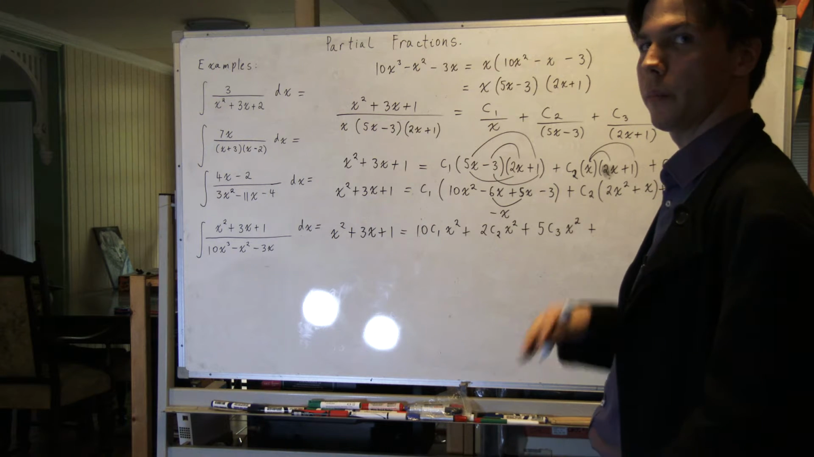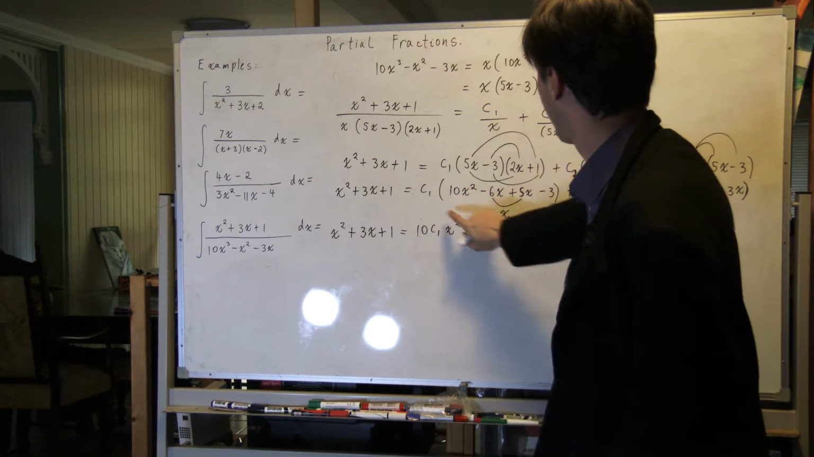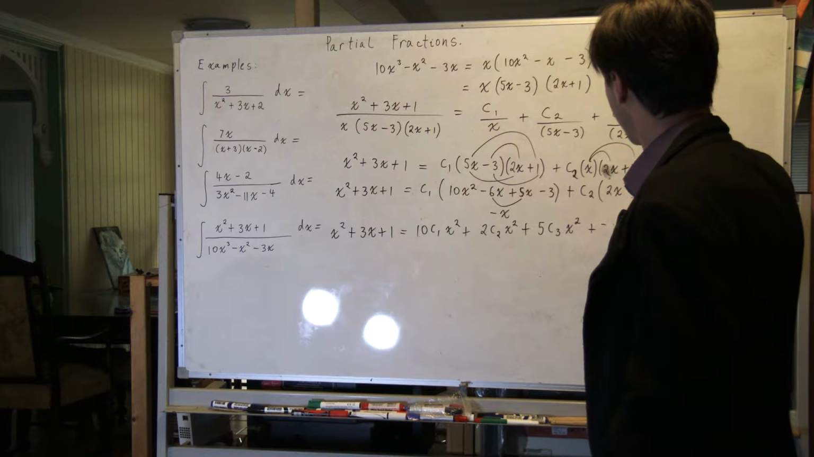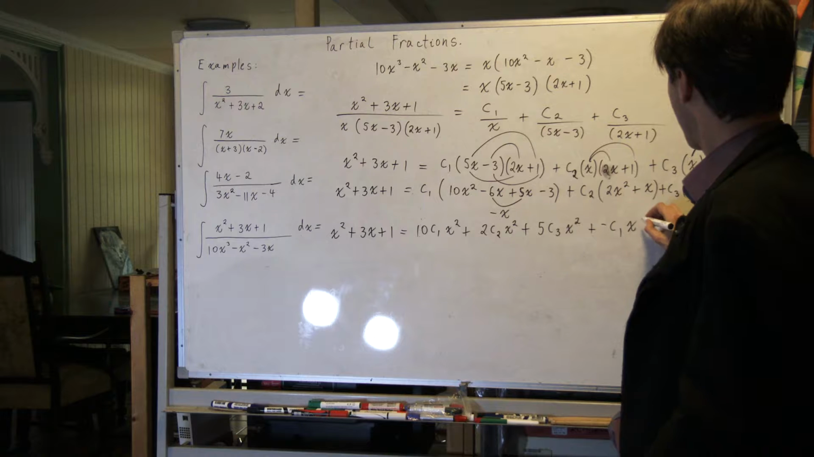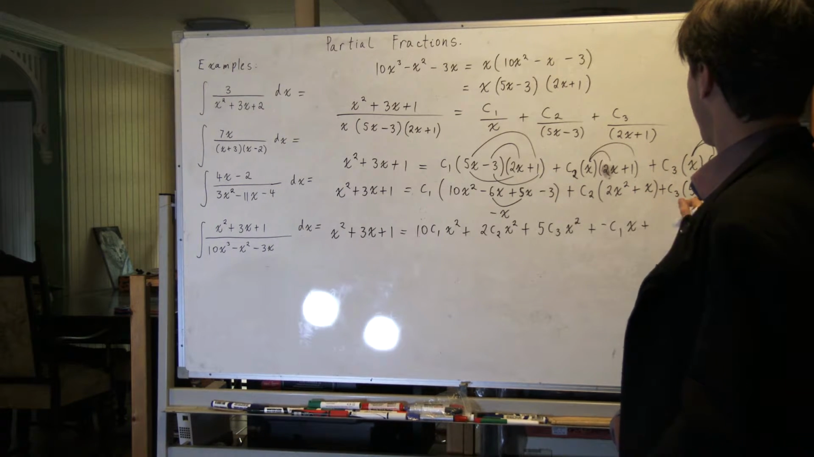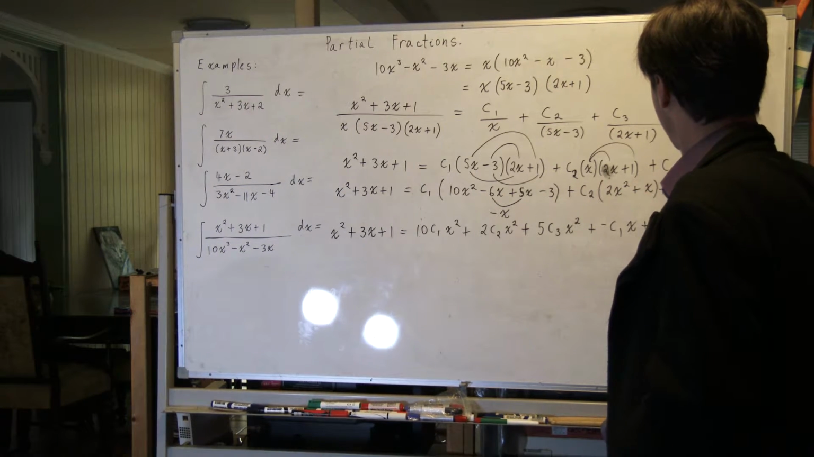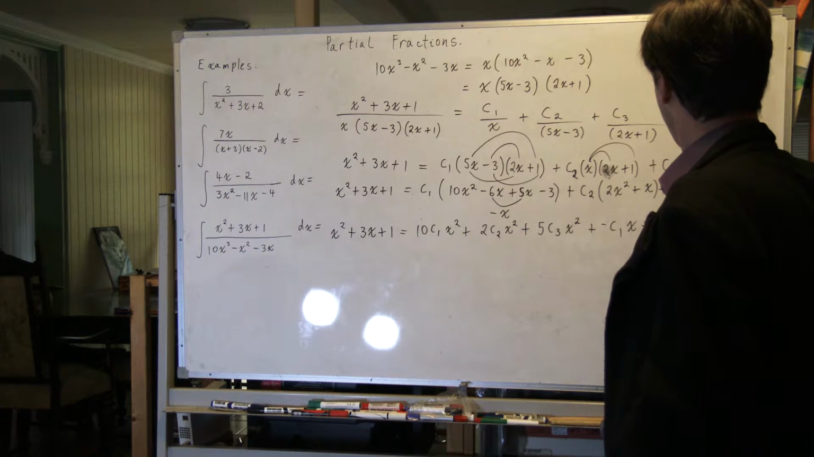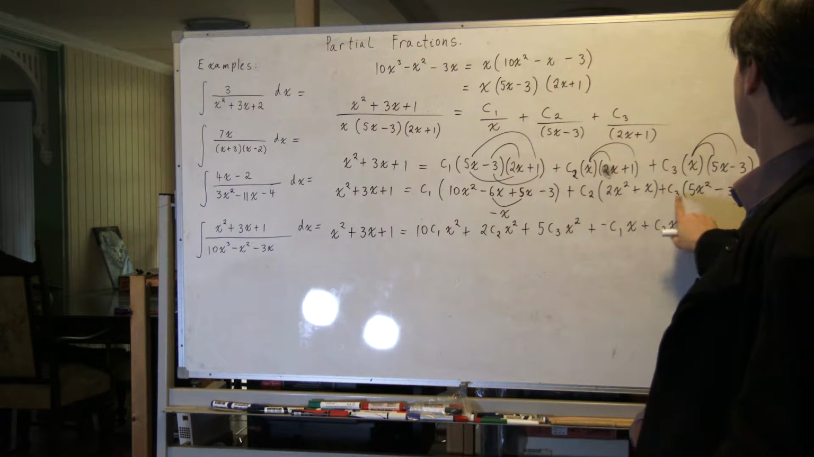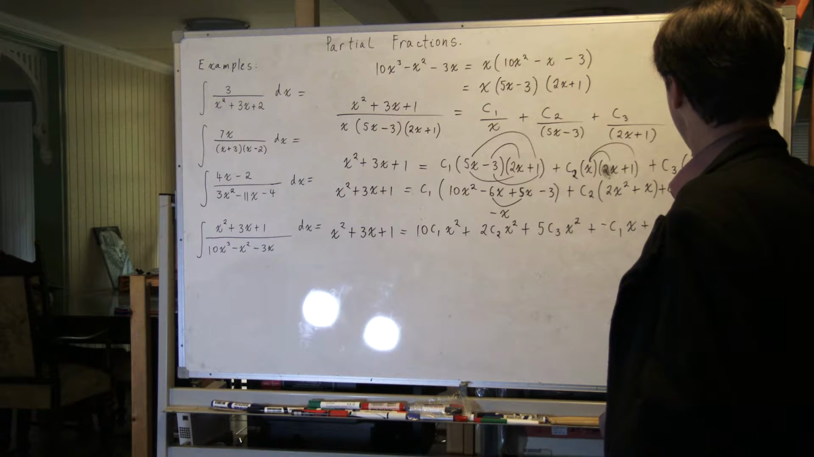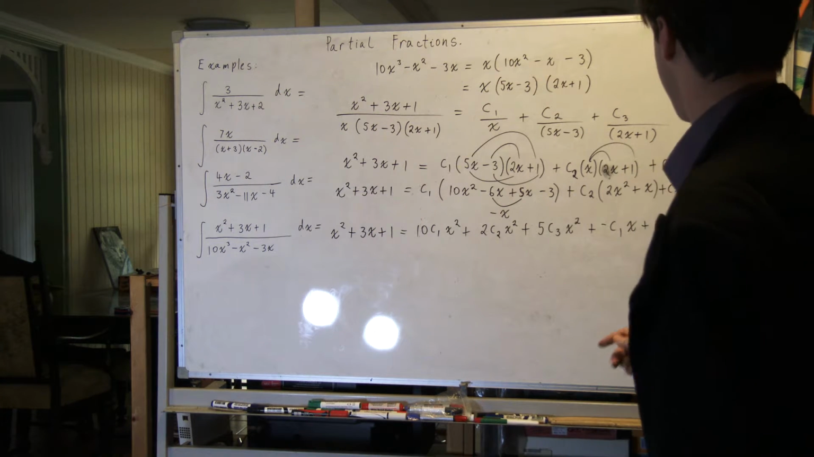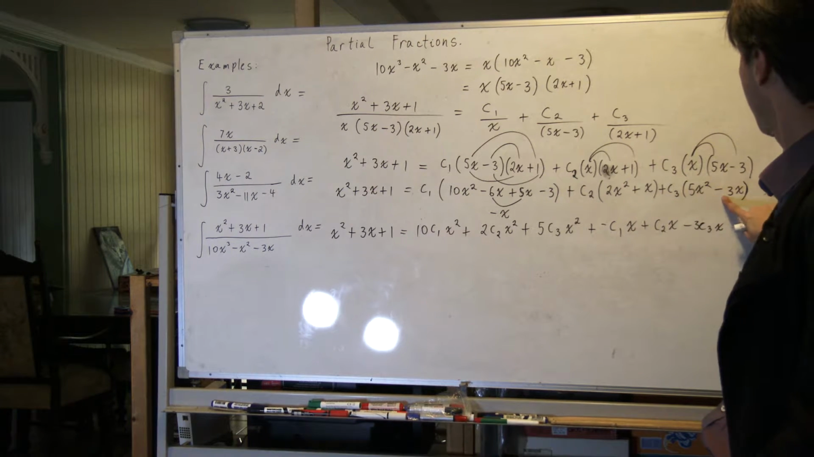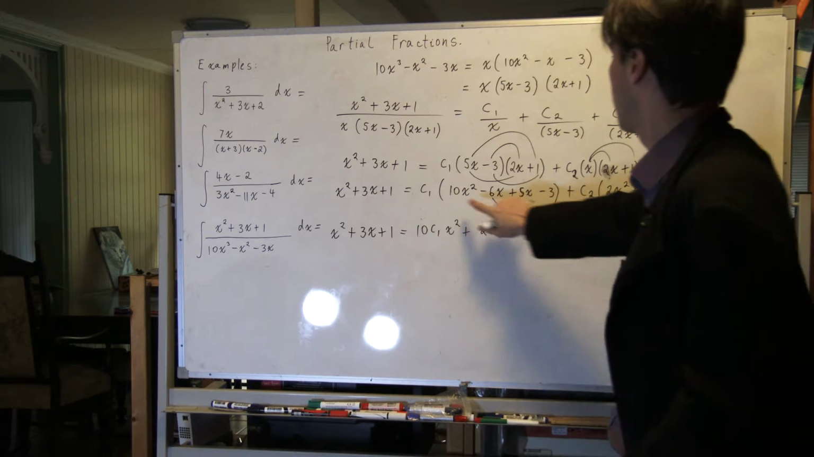Now for the x terms, the linear terms, we have C1 times negative x. So we can think of that like negative C1 times x. C2 times x. And negative 3 times C3 times x. And then finally, we have just one constant term. See, there's no constant term here or here, but there is here. It's negative 3 times C1.